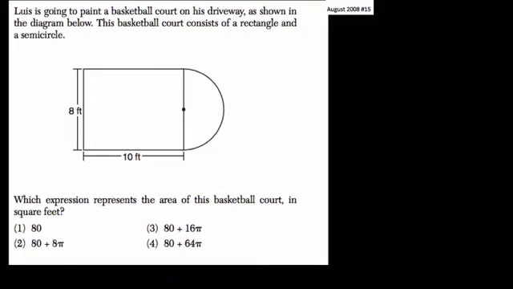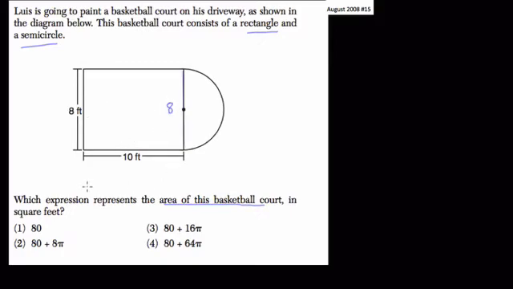Okay, if you look at this first problem, we're told Luis is going to paint a basketball court on his driveway, and this is the diagram. They tell us it's a rectangle and a semicircle, and they want to know what expression represents the area of this court. All we have to notice in these kinds of diagrams is that the rectangle on both sides, of course, has the same length. So that means that this circle has a diameter of 8.